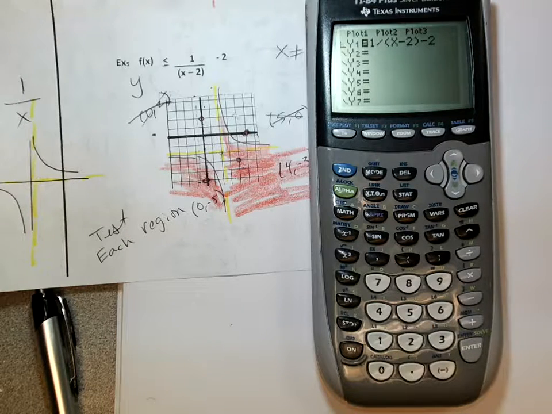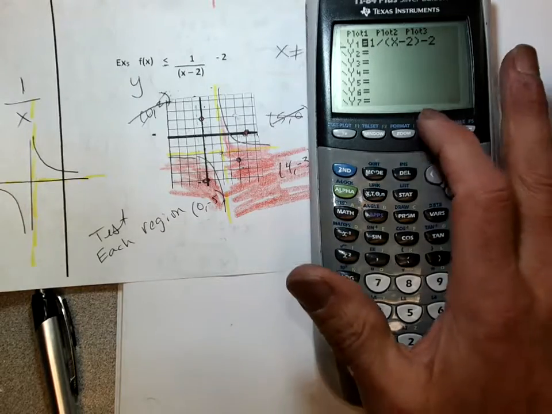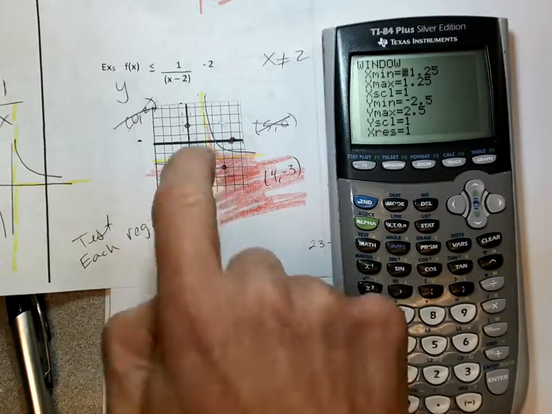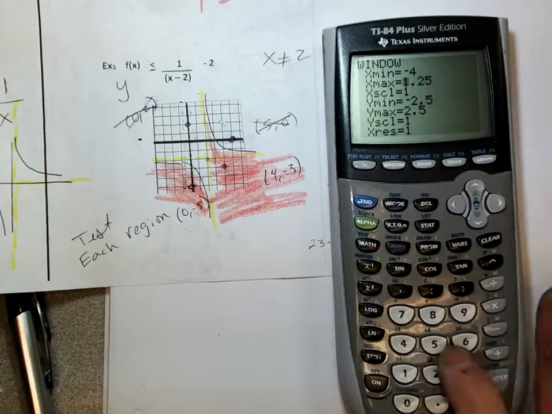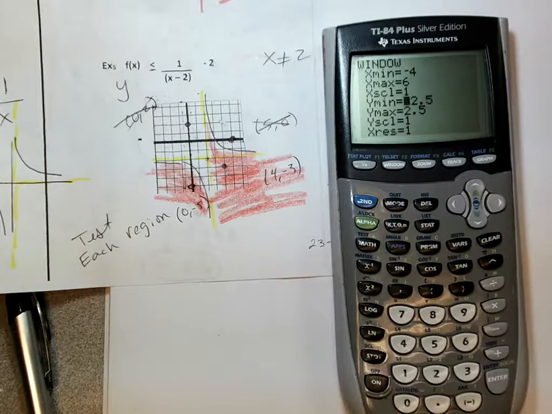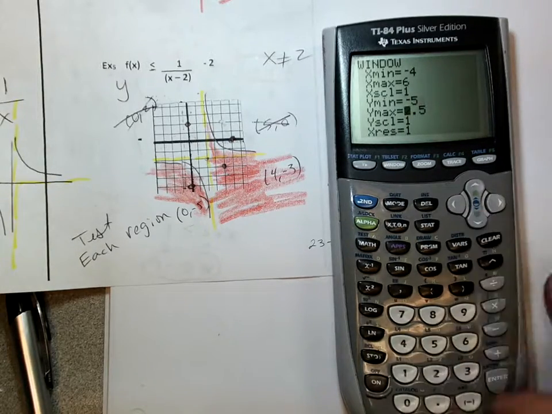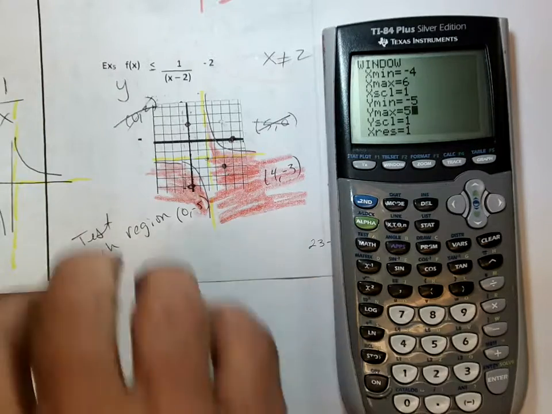So before I graph, let's pick a window, and I think the window we should use is this window. Makes the most sense because we've already graphed it. So I'm going to go from -4 to 6 on x, scale by 1. My y's, let's go -5 to 5. So let's use the same window as our graph, and then we should get the same picture that we have up here.